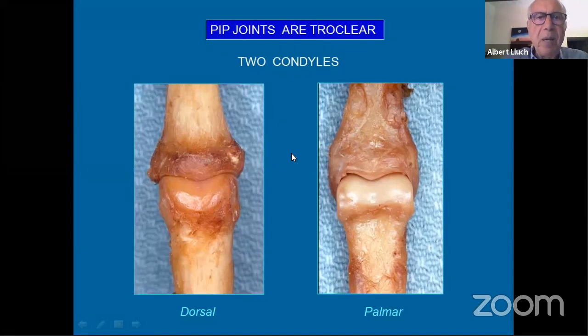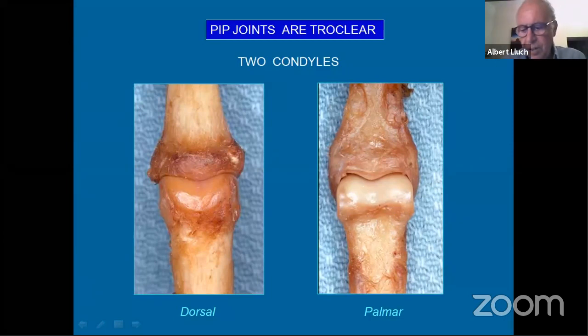What about the PIP joints? The PIP joints are trochlear. The MP joints are condylar, and they can move in flexion, extension, radial inclination, ulnar inclination, and even rotation. Rotation means supination and pronation. The PIP joints are trochlear, and they have two condyles. From the dorsal part, one condyle here and the other condyle here. Then we can see them better probably from a volar view, because here is the retrocondylar space.